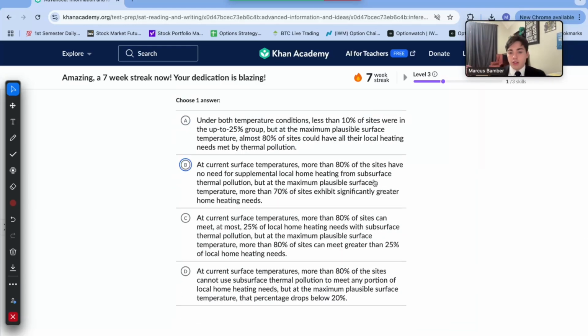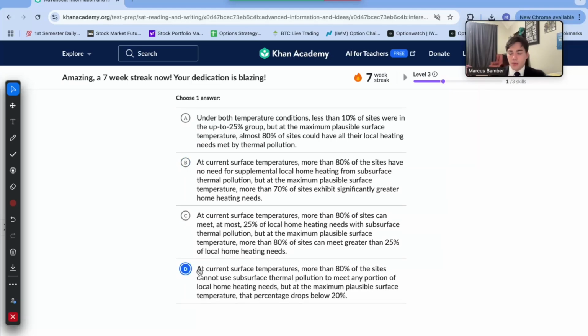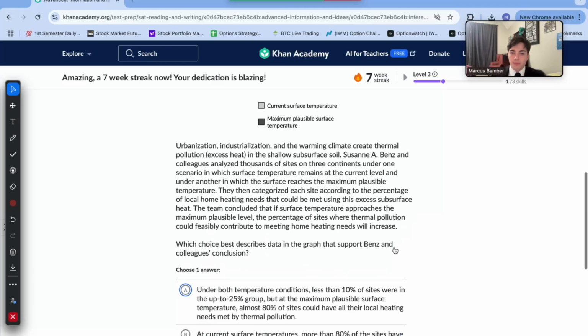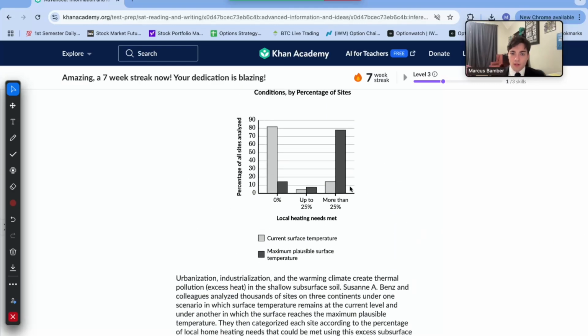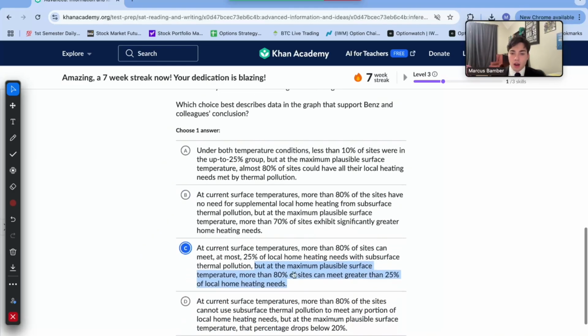The only answer that really talks to this is answer choice D, because it most accurately describes the data. With answer choice C, the second part here is actually incorrect. It's less than 80% of sites that can meet greater than 25%, as we can see here. More than 25%, it's less than, it's not more than. So answer choice C is incorrect.